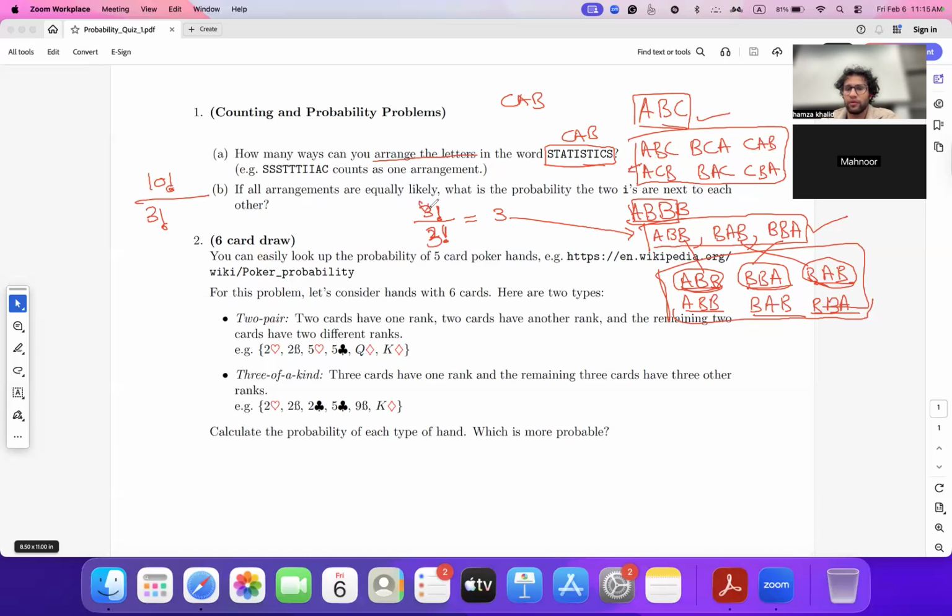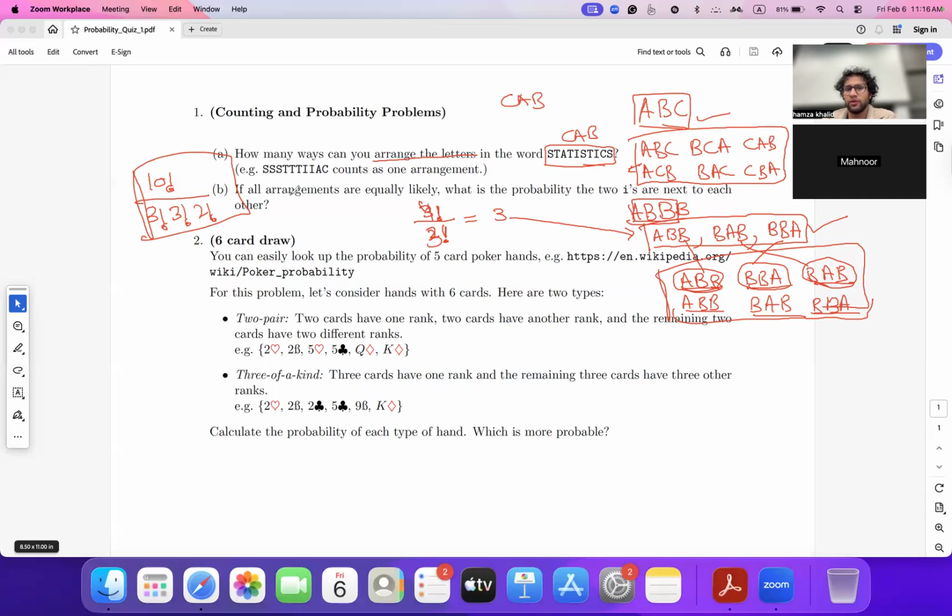Oh, okay. So it will be 10 factorial over 3 factorial times 3 factorial times 2 factorial. Very good. Precisely. That is exactly right. Good. All right.